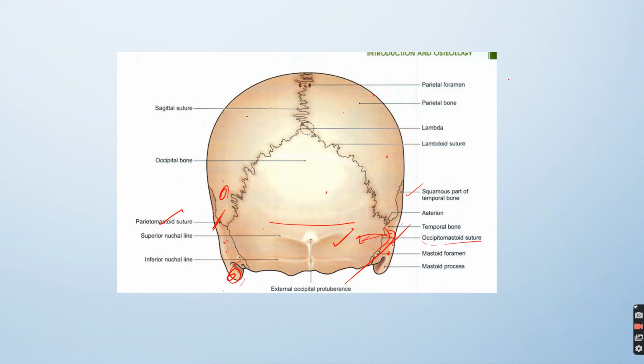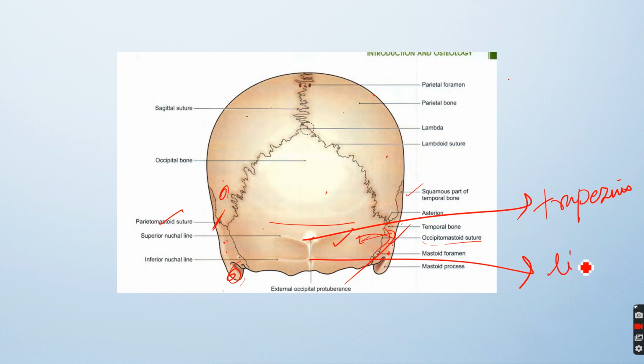And now we will have to see the attachments. The upper part of the external occipital protuberance gives attachment to a muscle called trapezius, and the lower part will give attachment to the ligamentum nuchae. So the upper part gives attachment to the trapezius. The lower part is giving attachment to the ligamentum nuchae.